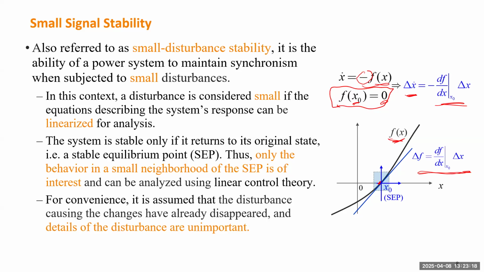For convenience, it is assumed that the disturbance causing the changes has already disappeared, and the detail of the disturbance is not important. So in the rest of this session, we don't worry about what the disturbance is. Even in some examples where we assume there's some change of the angle speed, usually we don't dig into what really happened, which line is tripped, or what short circuit occurs on the system. We don't worry about the details because we only want to focus on the response in a very small neighborhood of the equilibrium.